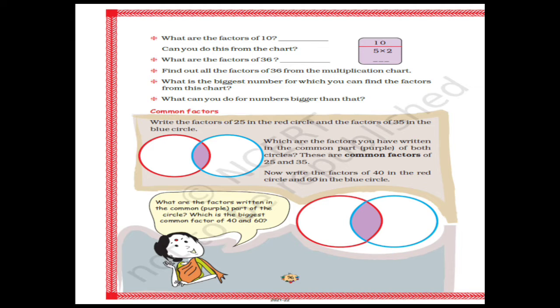So, in our previous class, we have completed till here, and today we are going to see further. I have already explained what is a factor and what is a common factor. Now, there are two types of numbers. First is composite numbers and second is prime numbers. Composite numbers are those numbers which have more than 2 factors.